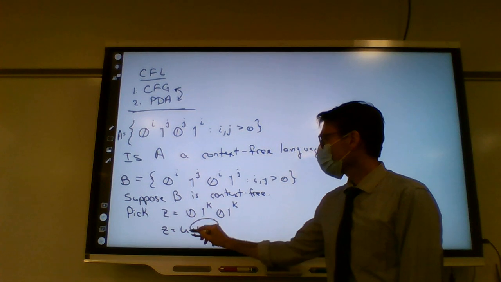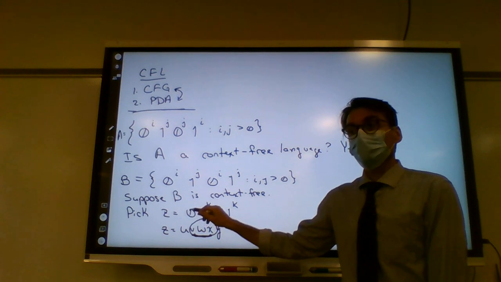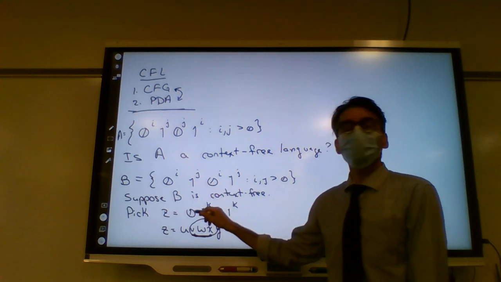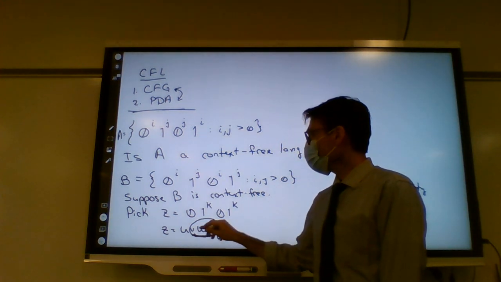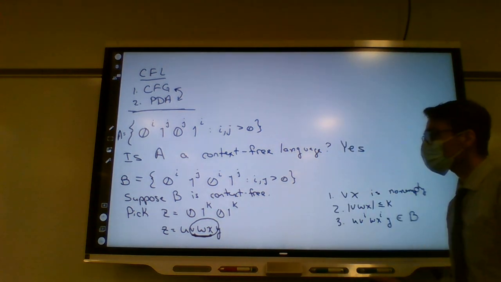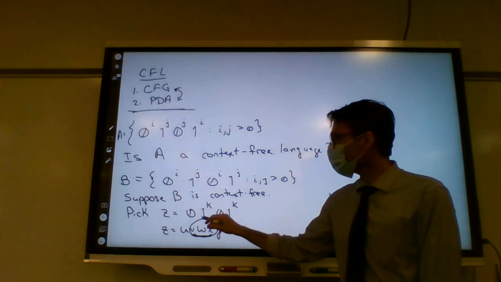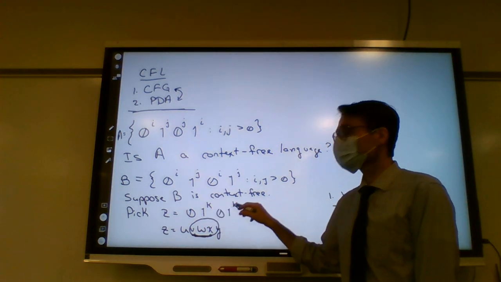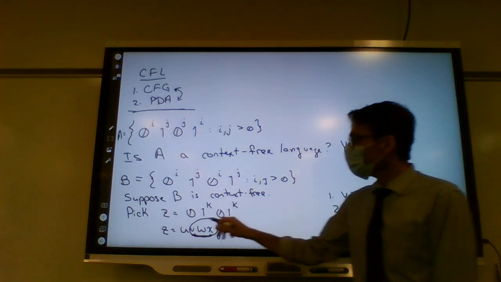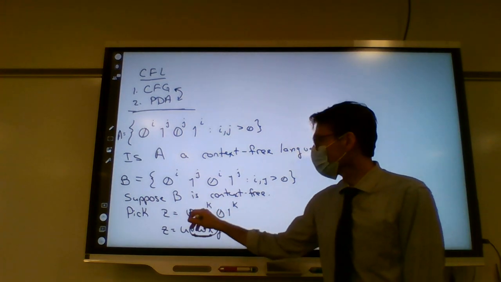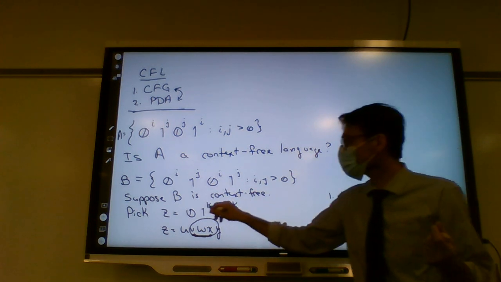vwx might include that first zero. If it does, what happens? Then the vx part, if we pump it, say, up, that's going to affect these ones, how many of these there are, but not how many there are over here. So if the vwx part includes that first zero, we can't pump it up or down, because that will break this number of ones.